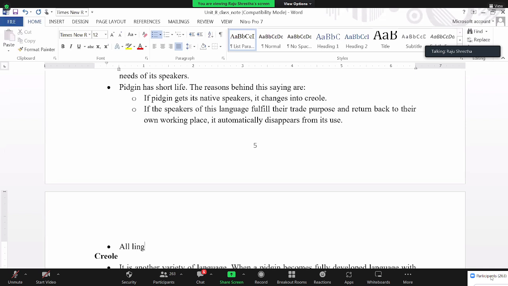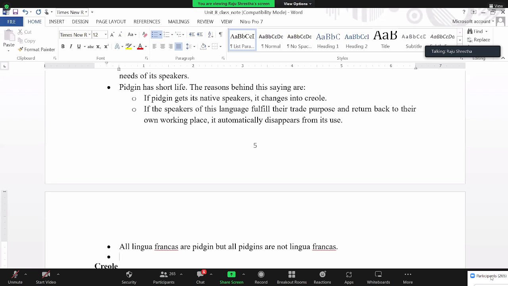All lingua francas are what? Pidgin, P-I-D-G-I-N, but all pidgins are not lingua francas. मिलिङ हेर्नु एकचोटि all lingua francas are pidgin, हैन? All lingua francas are pidgin, but all pidgins are not lingua franca. All pidgins are not lingua franca.